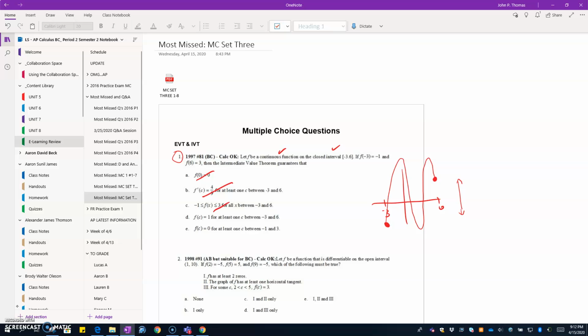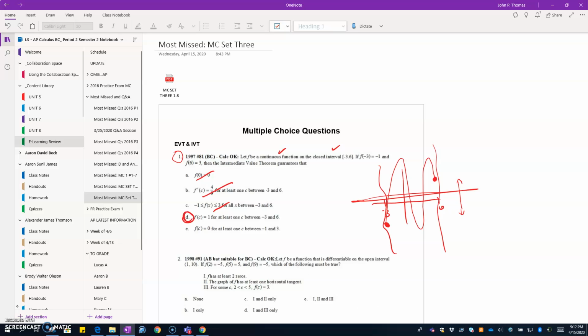The next one says f of c equals 1 for at least one value of c between -3 and 6. So we have the left and right bounds. It's a value 1, which is between the two outputs we had. So that is something that can be guaranteed by intermediate value theorem.